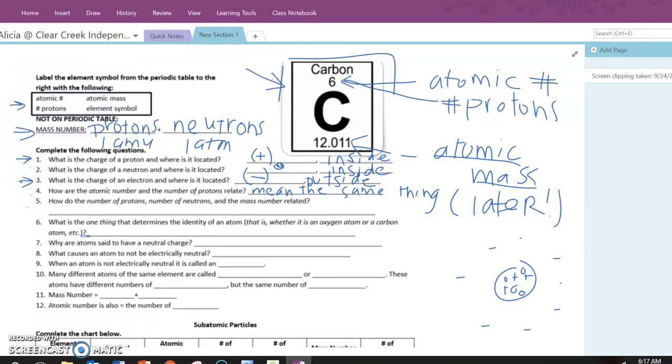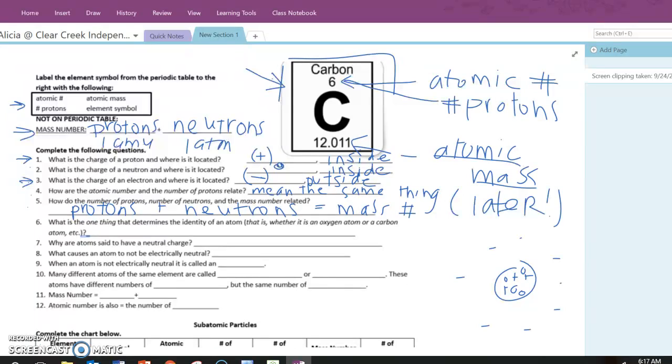Sorry, guys. Okay, they relate to each other because protons plus neutrons equals the mass number. Okay, remember we're not using the word atomic mass yet. I should have done that in a different color.